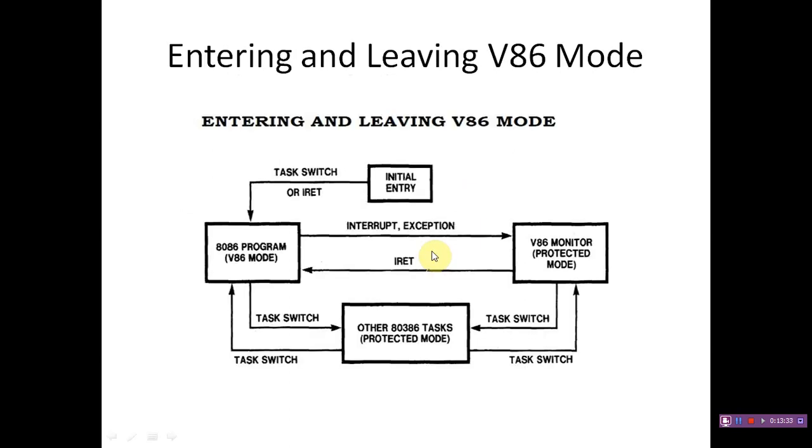Next, entering and leaving V86 mode. As shown in the figure, there are two possibilities, that is task switch and interrupt and exception gate, that cause the 8086 program to enter and leave from the 8086 program to other programs.